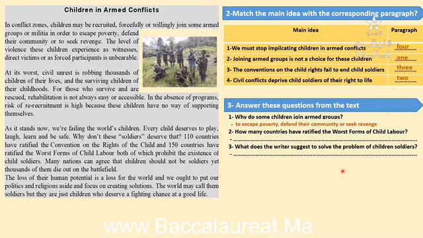Good. Question number 2. How many countries have ratified the worst forms of child labor? Good. 150 countries have ratified the worst forms of child labor. Question number 3. What does the writer suggest to solve the problem of children soldiers? Put our politics and religions aside and focus on creating solutions.